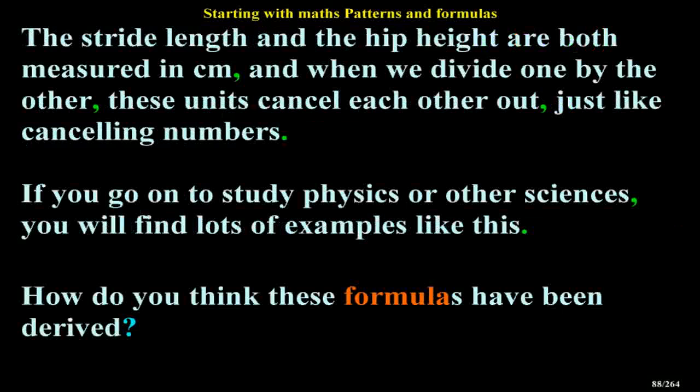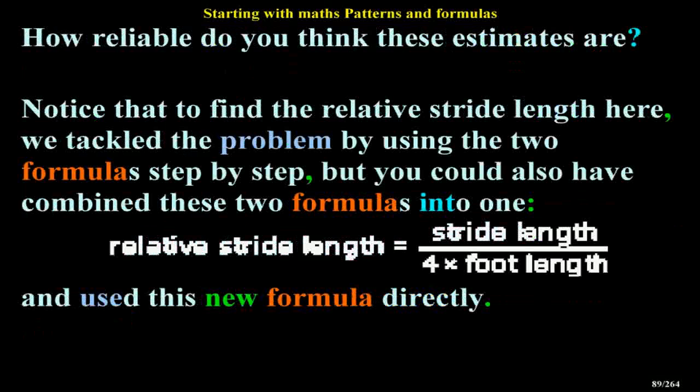The stride length and the hip height are both measured in centimeters, and when we divide one by the other, these units cancel each other out, just like canceling numbers. If you go on to study physics or other sciences, you will find lots of examples like this. How do you think these formulas have been derived? How reliable do you think these estimates are?